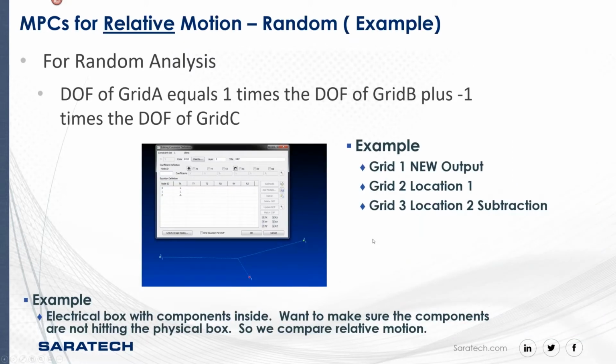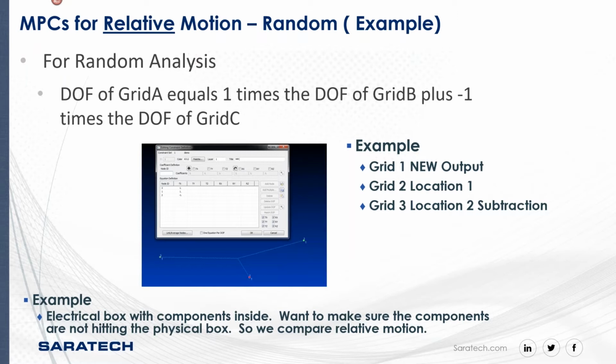So here's an example of why one would go ahead and manually create an MPC equation. This could be used for random analysis. In this instance, I have an electrical box with some sort of components inside, and I want to make sure that those components are not hitting the physical box. So I need to compare relative displacements or relative motion.